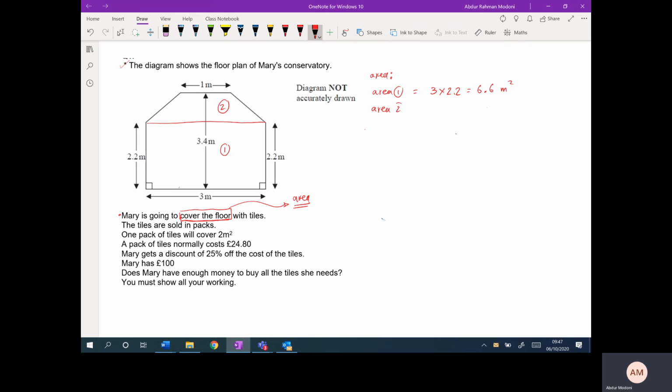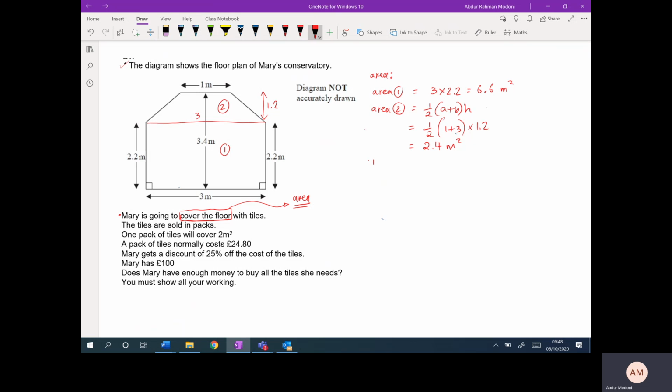And then here is my area 2, which is a trapezium. Add the two parallel sides. This side here is of length 3 meters, as we can see at the bottom. So half a plus b times the distance between them, which is half of 1 plus 3 times the distance between them, which we can see is here. It's 3.4 take away 2.2, which is 1.2. So the distance between them is 1.2. So this area is 4 times a half, which is 2, times 1.2, which is 2.4 meters squared.